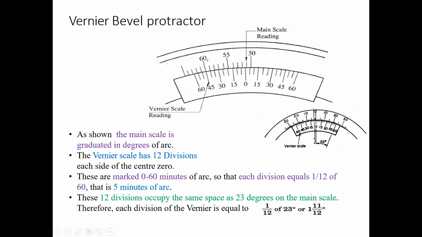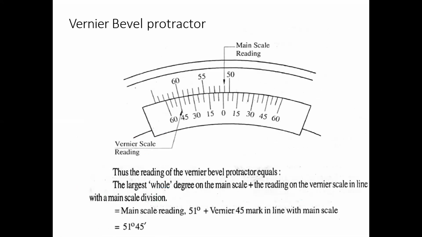If the main scale is rotating in clockwise direction, then you have to take the vernier coincidence on the right side. On the right side. If you observe here in this picture, totally 23 divisions on the main scale equal to 12 divisions on the vernier. How to take reading on this vernier bevel protractor?